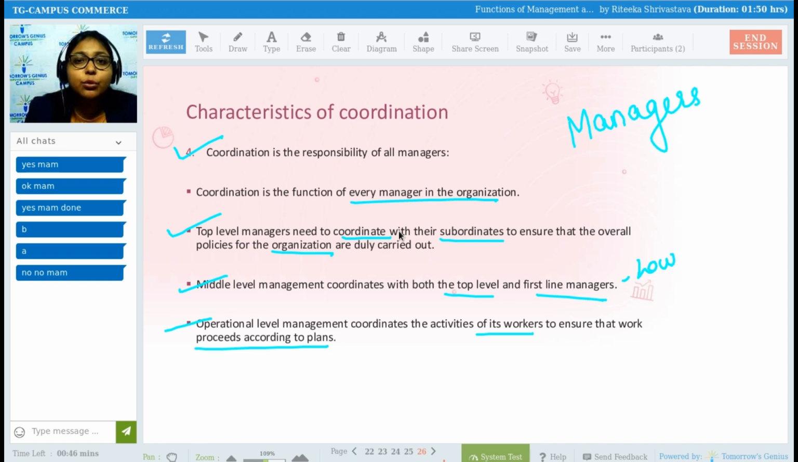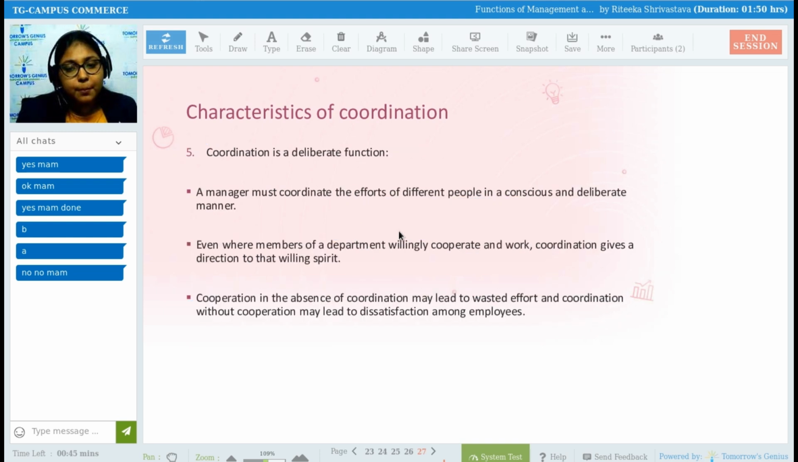For example, top level managers are going to coordinate with the subordinates to make sure that everything is going smooth and fine. Middle level managers will coordinate with both top level and lower level. As in the last class, we have already seen that middle level are called the bridge, the middlemen or the mediator of top and lower. That is why middle level management has to coordinate with both top level as well as lower level. Operational level or lower level management will coordinate with the workers who are working, to check that everything is going according to plan.